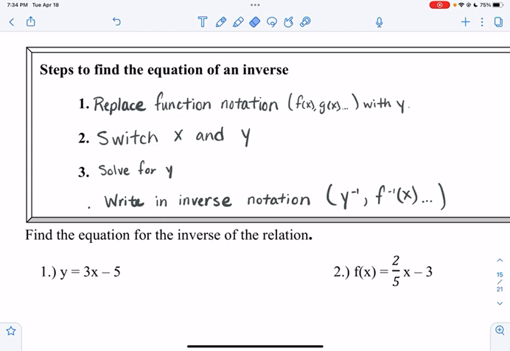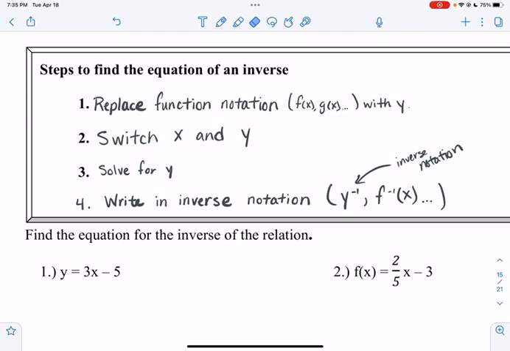So we're going to write a step 4 in here. Inverse notation is that little negative 1 power. So if you initially had f of x, writing f to the negative 1 of x notes that it is an inverse and not the original. So that would just be your last step. Just note that it's the inverse.